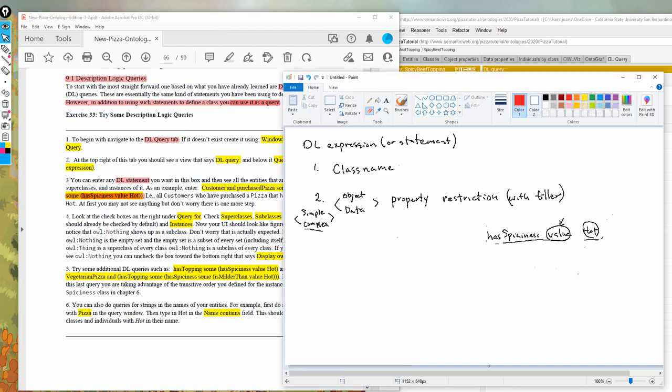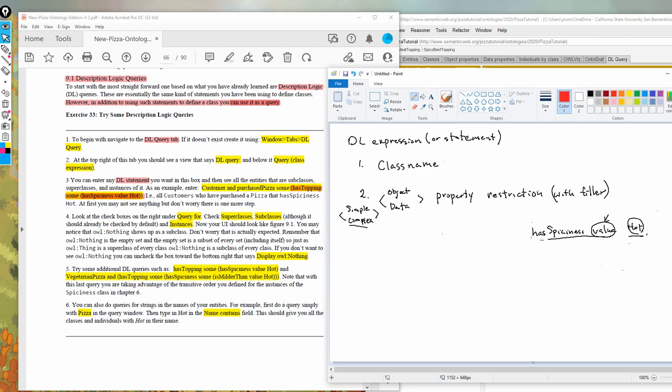Okay, now that means what? Let me just write this down. So that means, let's just move this one a little bit. Okay, good. So I have what? Has topping, right? And then some, and the whole thing.